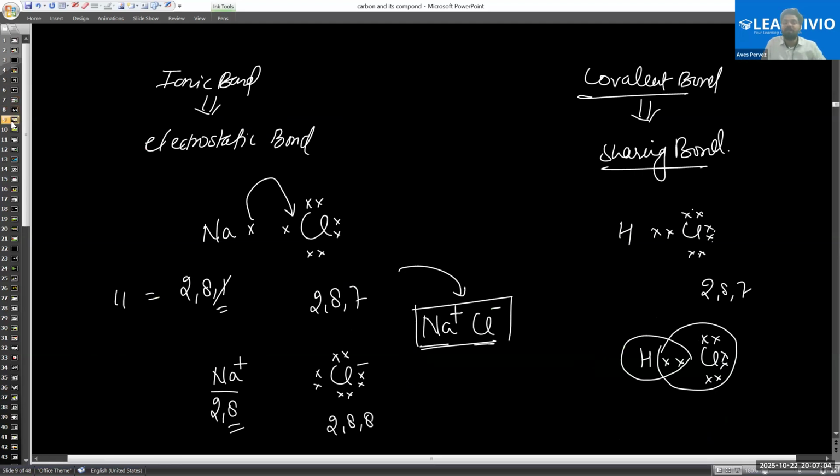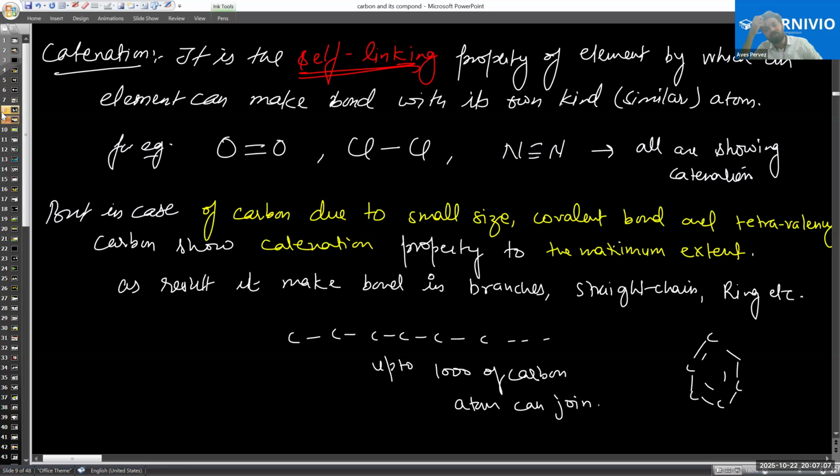Maximum extent means it can bond with thousands of carbon atoms joined together, not only in straight chains but also in branches and rings. That is the catenation property. So everyone please note it down. Catenation is the self-linking property of an element by which it can make bonds to atoms of its own kind. Oxygen, chlorine and nitrogen show it, but only up to two or three atoms. In carbon, due to small size, covalent bond and tetravalency, catenation is shown to the maximum extent, so it can make bonds in branches, straight chains and rings. This is the main reason carbon has 3 million compounds.